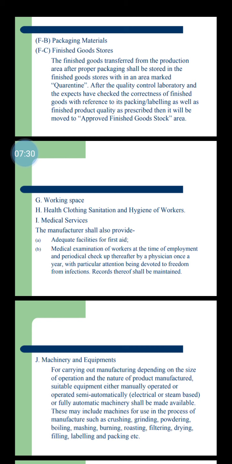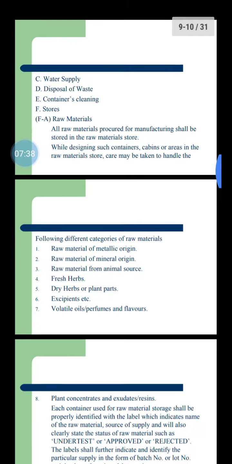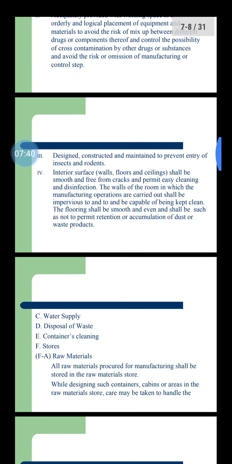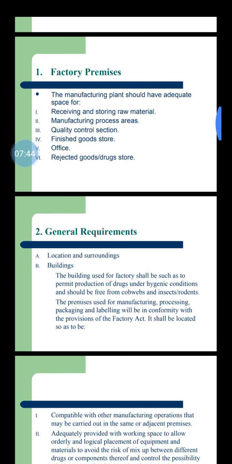So, this is it for today's lecture. Next lecture you will see the remaining part of Schedule T. Today you started Schedule T, the good manufacturing practices. In that you saw the factory premises requirements.